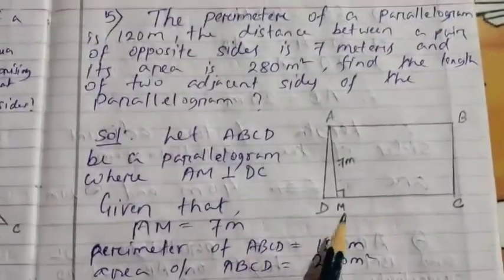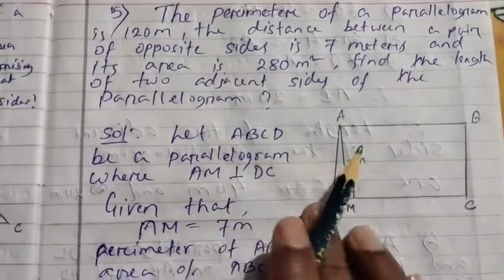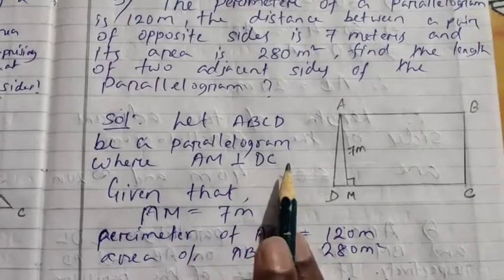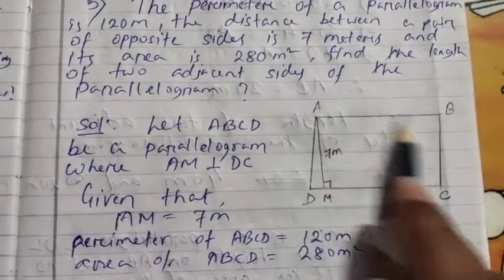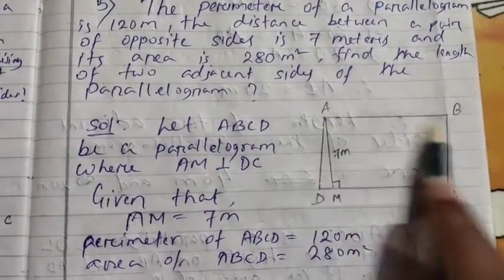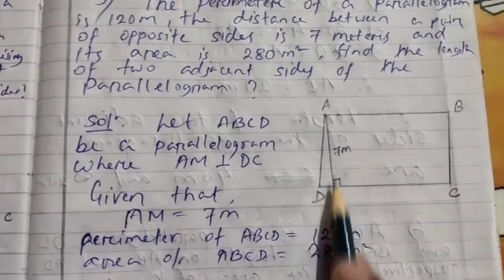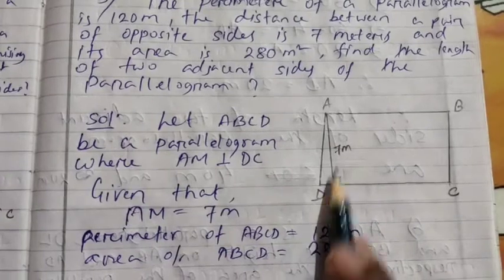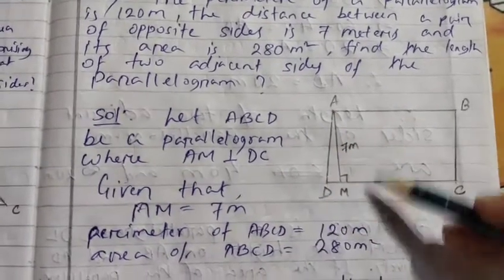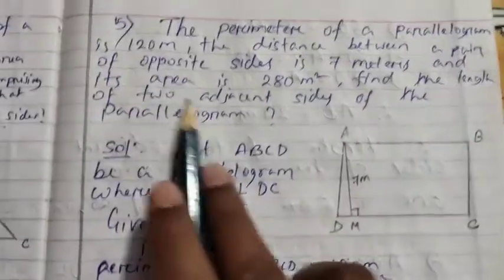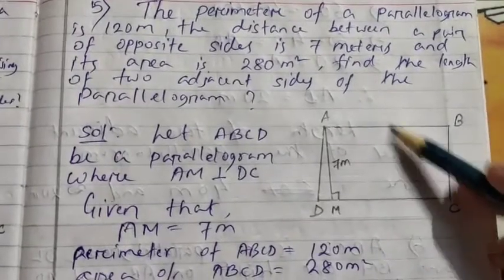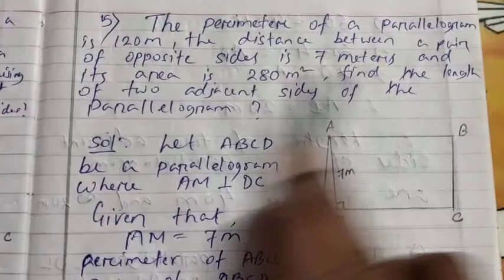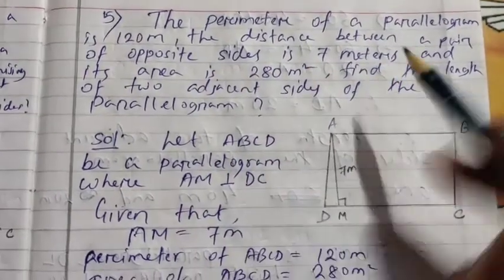Okay, so first we consider, let ABCD be a parallelogram where AM is perpendicular to DC. Perpendicular means what? It will be the distance between two parallel sides, between two opposite sides, and it is given that the distance between a pair of opposite sides is 7 meters.